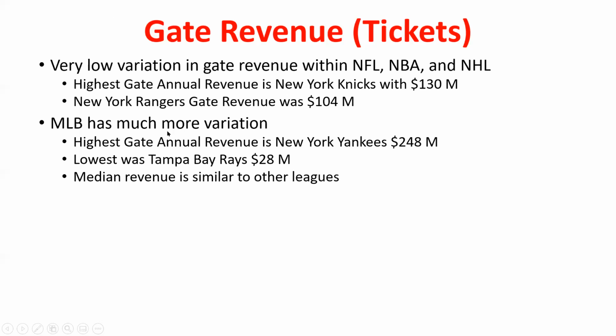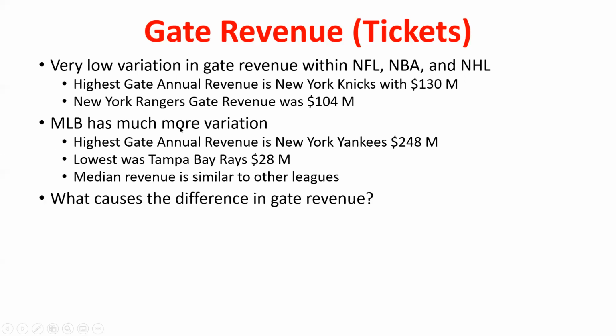So if we look at Major League Baseball, there's a lot more variation. The highest team in Major League Baseball, and I think this is a couple of years old, 2018 was the last time I could find data that I was pretty convinced came from a good source. And there we had almost $250 million for the New York Yankees and 28 for the Rays, right? So there is significantly more variation in Major League Baseball ticket revenue, right? But the averages or the medians look pretty similar across the leagues, right? So we've got pretty similar median team ticket revenue earnings across these leagues. It's just there's a lot more variation in Major League Baseball.